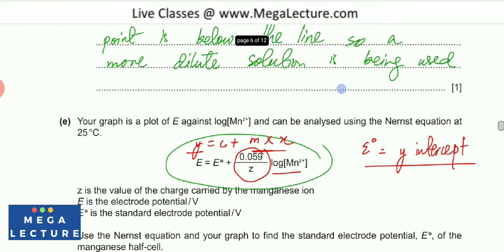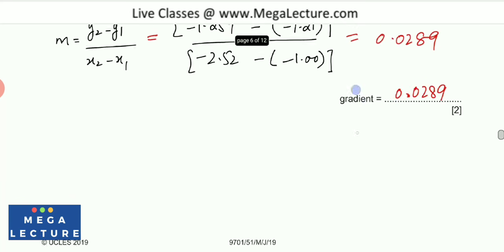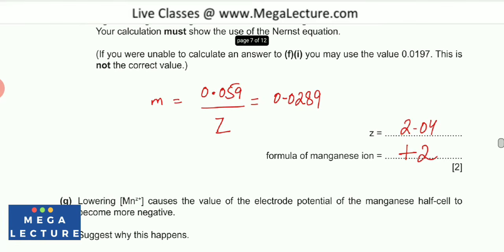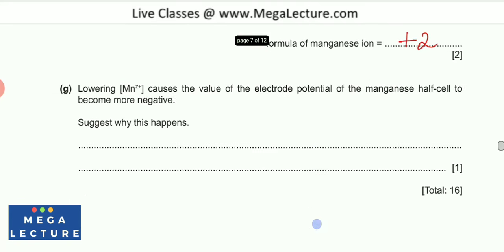Because in the Nernst equation, it was already clearly mentioned that the Z is the value of the charge carried by the manganese ion. So we have figured that part out. We figured the value of Z, and we figured out that if it's coming out to be 2.04, then the charge probably must be plus 2. The next part of the question states that lowering Mn Z plus causes the value of the electrode potential of the manganese half cell to become more negative. Suggest why this happens.